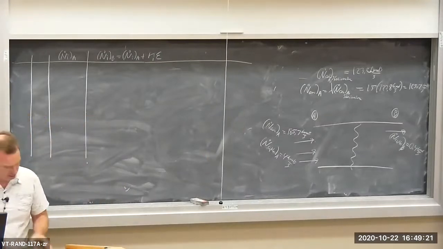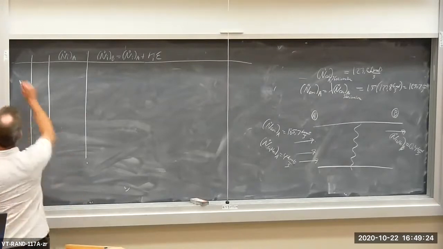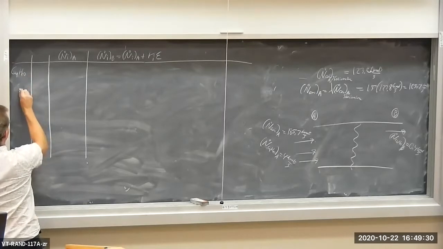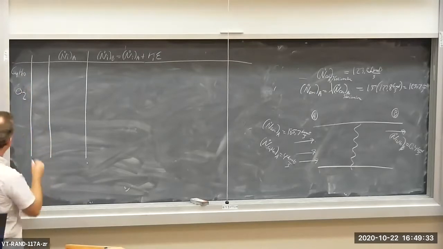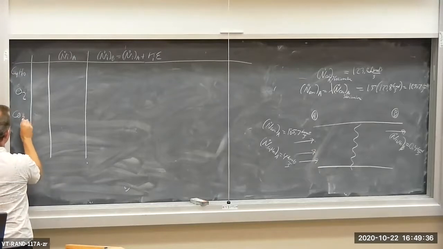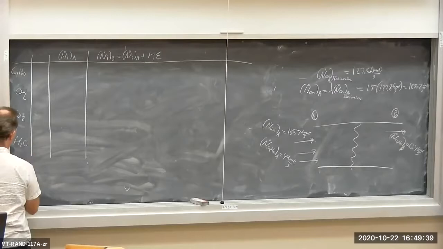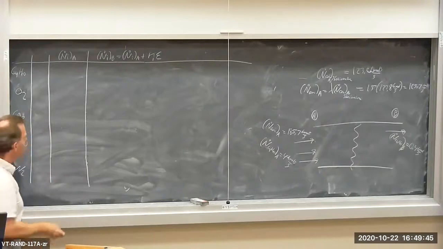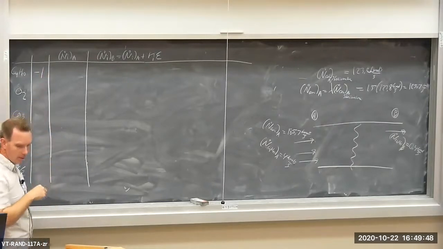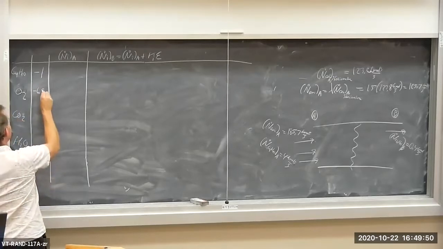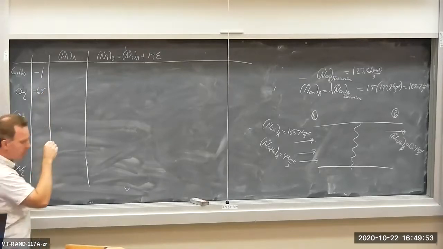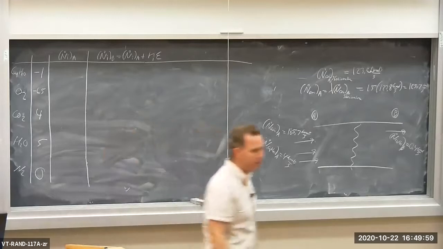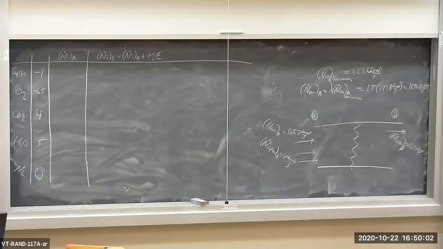So let's list our chemical components here. We have the C4H10, we have the O2, we have the CO2, we have the H2O, and we have the N2. The stoichiometric coefficients from last time were -1, -6.5, 4, 5, and 0. Nitrogen is inert, so its stoichiometric coefficient is 0.